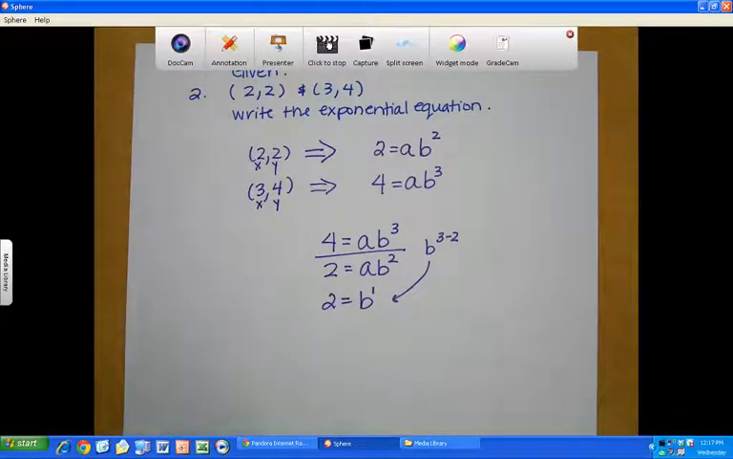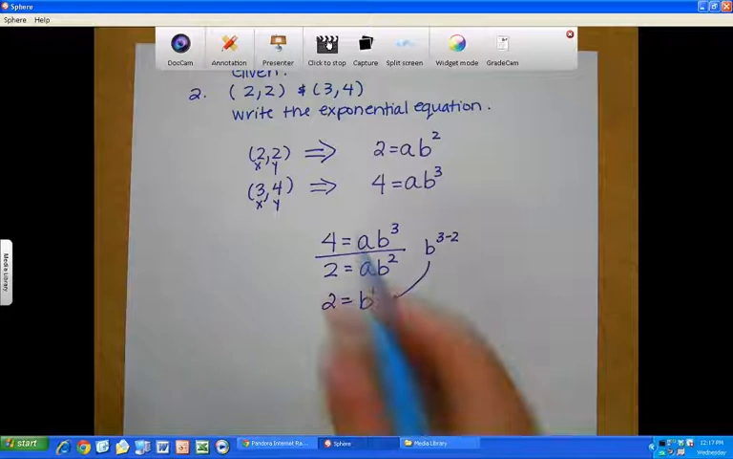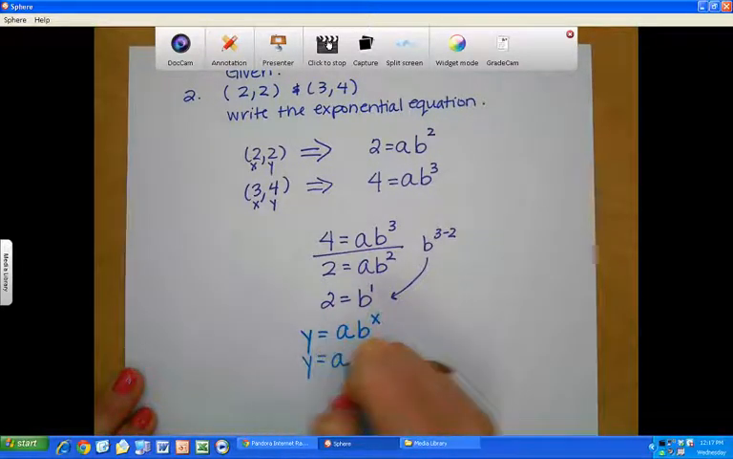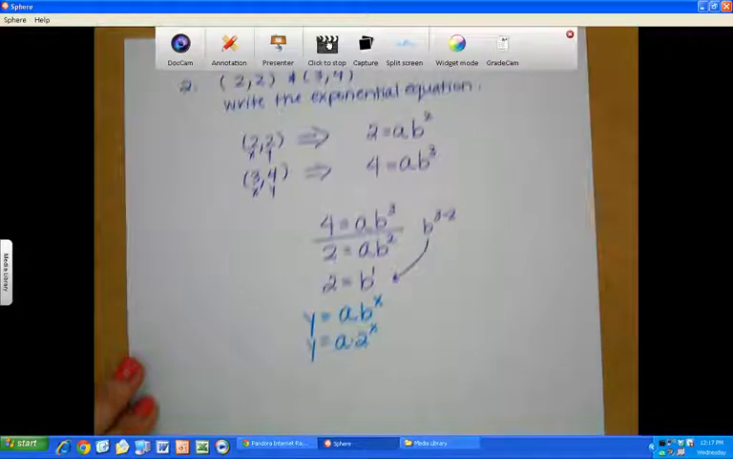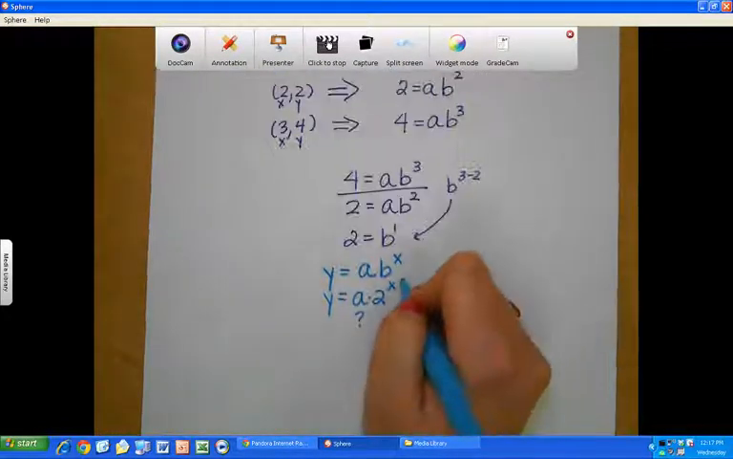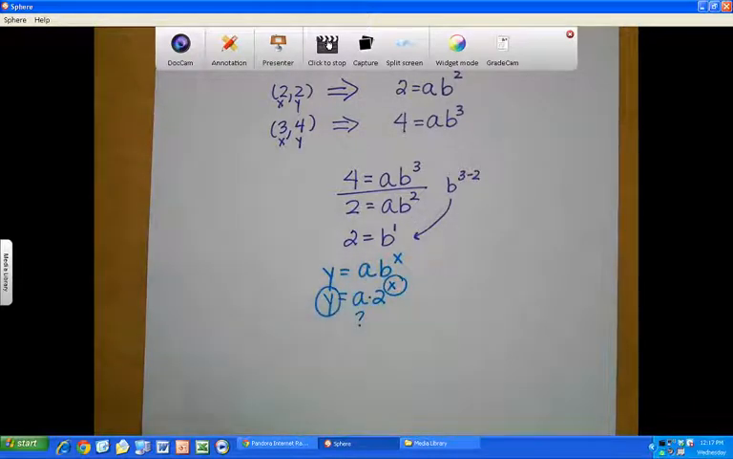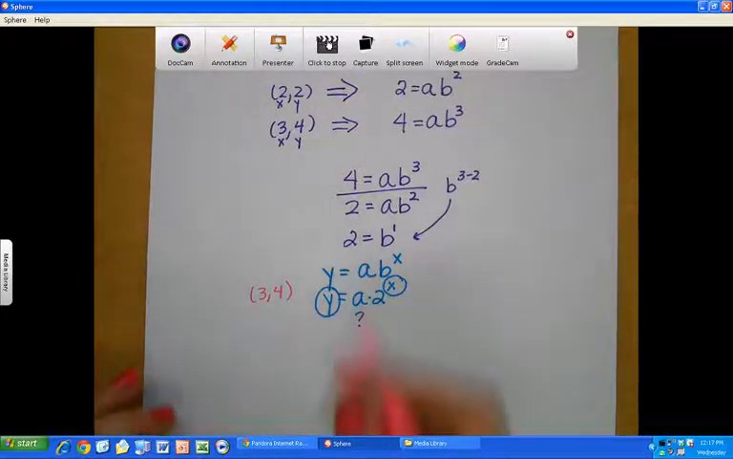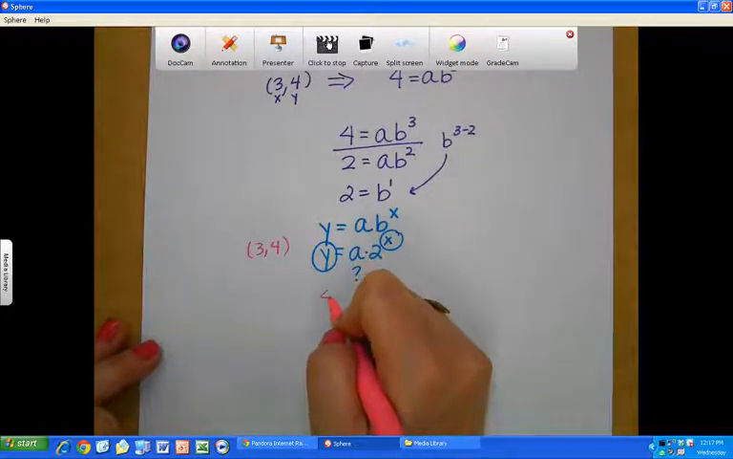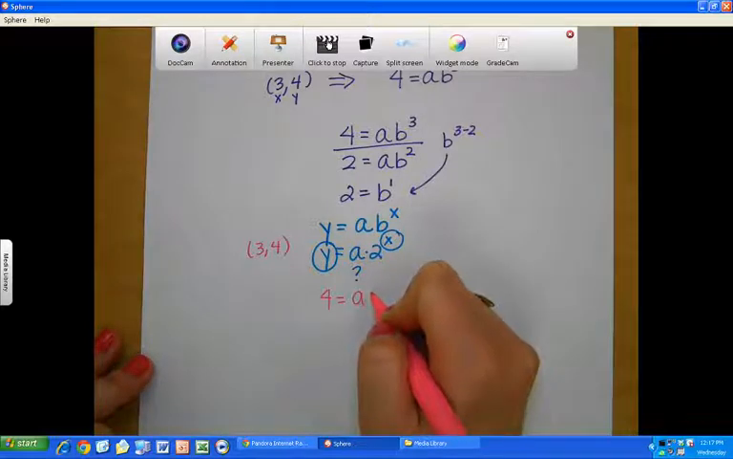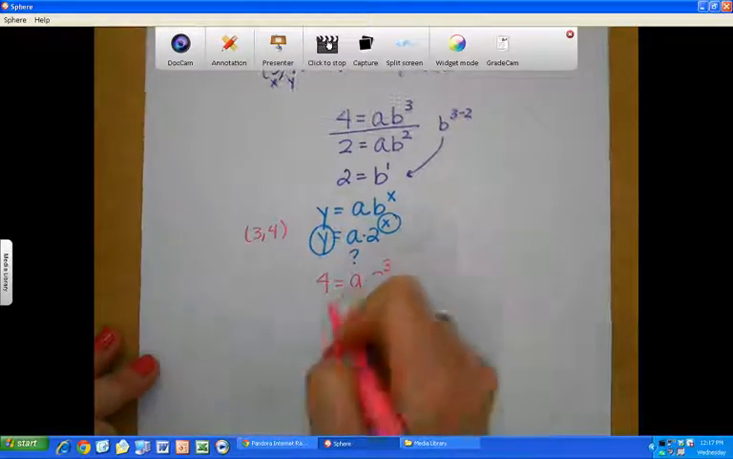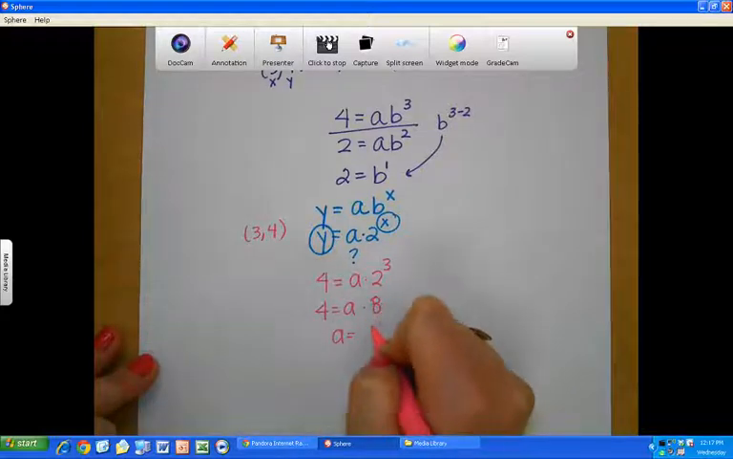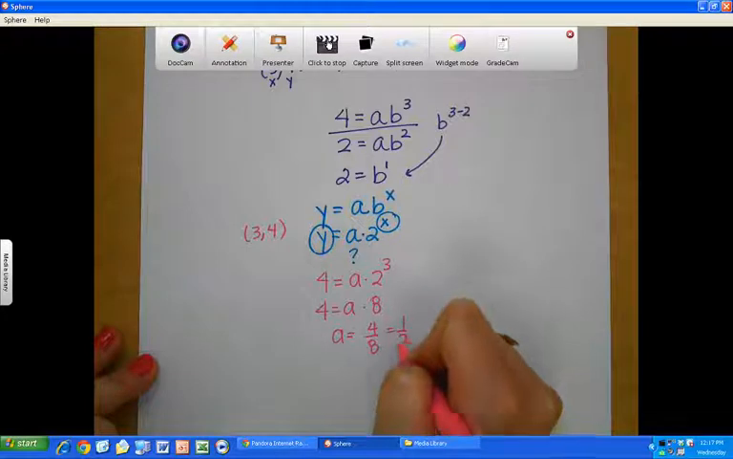So now I'm going to take my general equation, and instead of b, I'm going to put the 2. Okay? And now I need to solve for a with an x and a y. It doesn't matter which point you pick. I'm going to pick 3, 4. Doesn't matter. So then I put 4 equals a times 2 cubed. So 2 cubed is 8. So a is 4 over 8, which is 1/2.